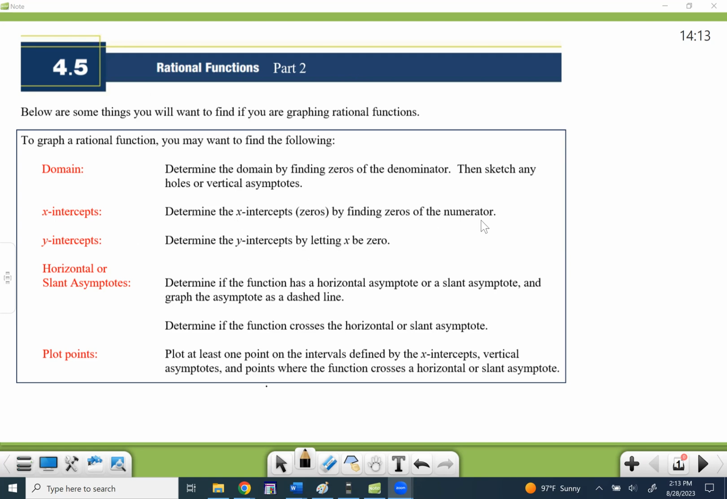Now, it turns out we only need to find the zeros of the numerator for x-intercepts. And I'll talk about that a couple times. I'll show you that only the top matters. And then hopefully we'll work our way into just setting the numerator equal to 0.